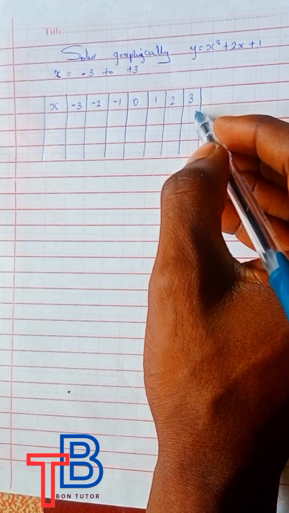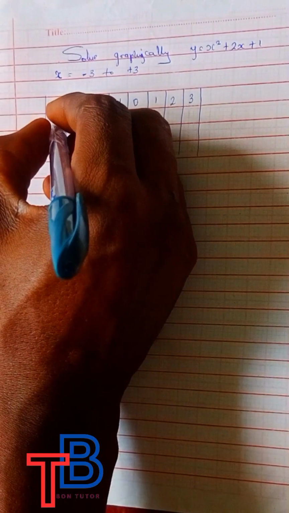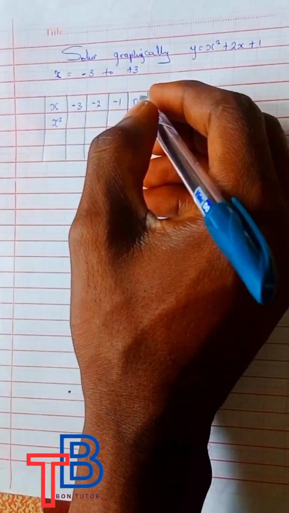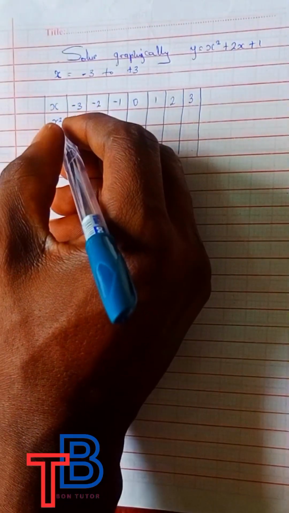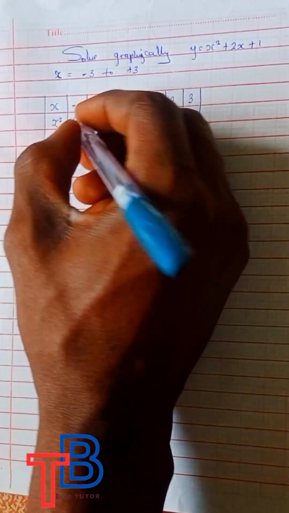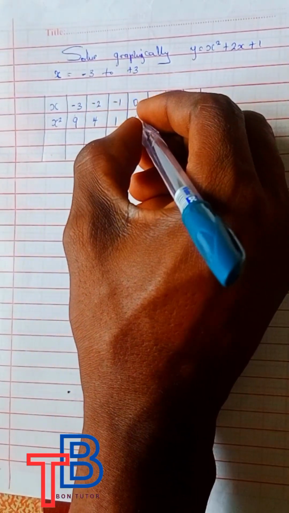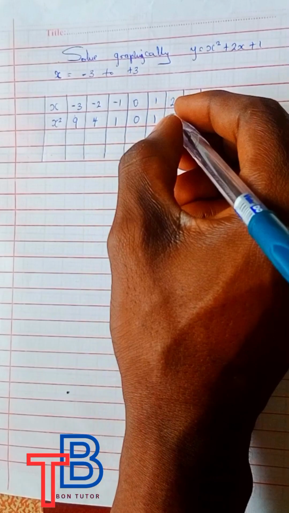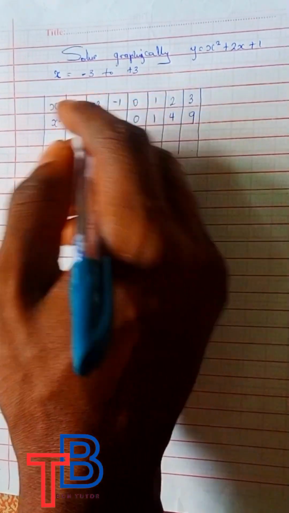But before we know the value of our y, let's find the value of our x squared. That is, if you square all these, what will be the answer? Our x is -3, so x squared here will be 9. This will be 4. This will be 1. This will be 0. You have this to be 1, 4, and 9, which are all positive.